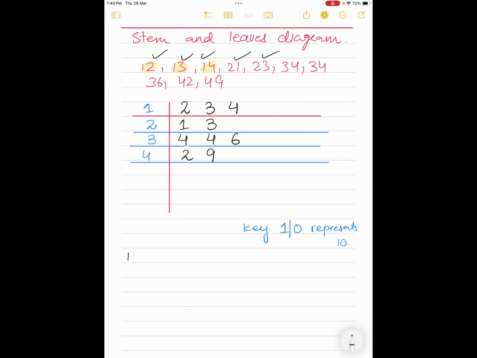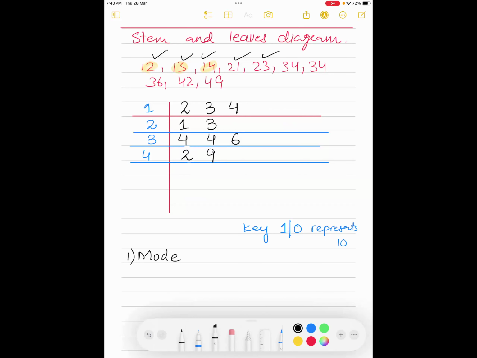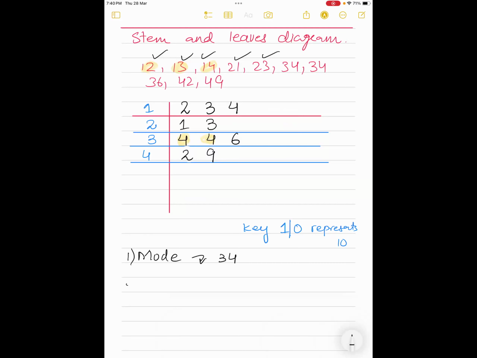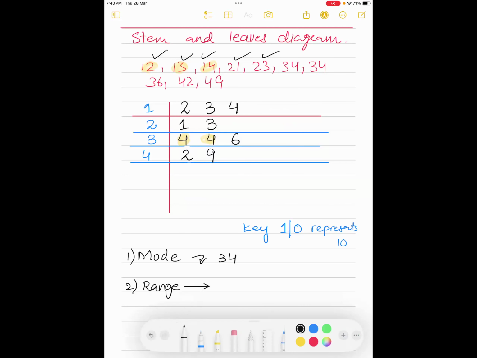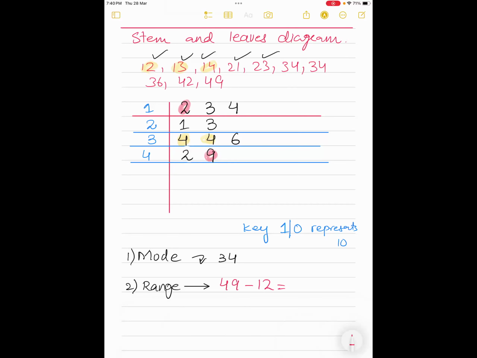The examiner can ask you what is the mode of the data. I can see that the only number repeated in this data is 34, so I have to write 34 is the mode. Second, the examiner can ask you the range. Beta, range is highest value minus lowest value. Please pay attention. Highest value is 49 and the lowest value is 12. So don't write 9 minus 2, you will get the wrong answer. So 49 minus 12, highest minus lowest. So 37 is the answer.